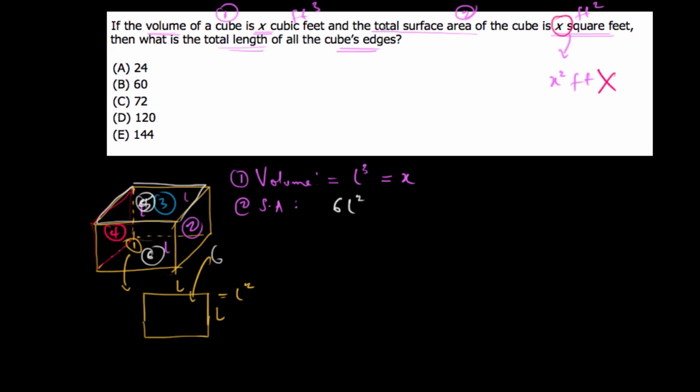And we're told that the total surface area of the cube is x square feet. That is 6L squared equals x. Now I'm told to find the total length of the cube's edges. Before you continue, what you'd observe is that you have two equations. So let's call this equation 1, and this equation 2.